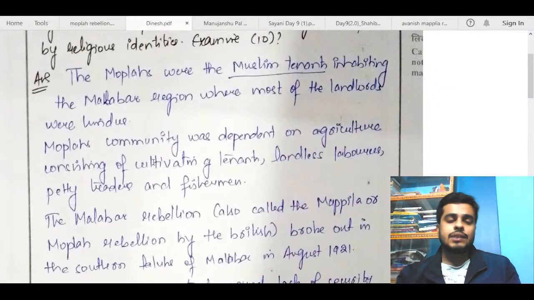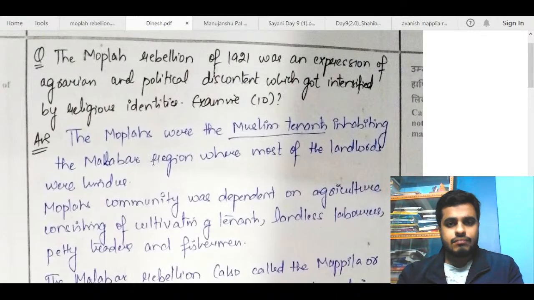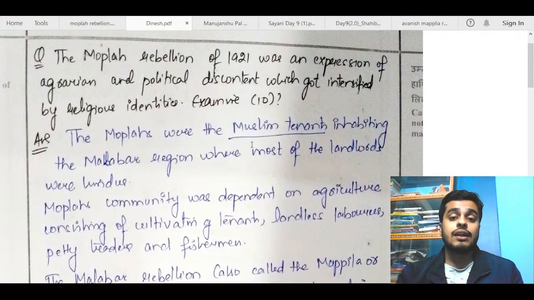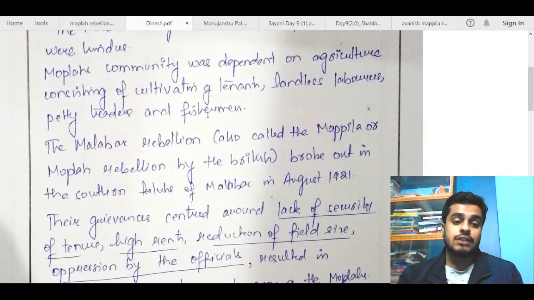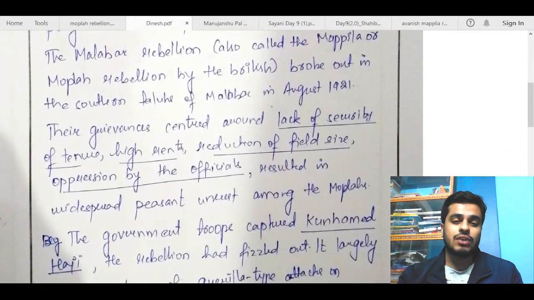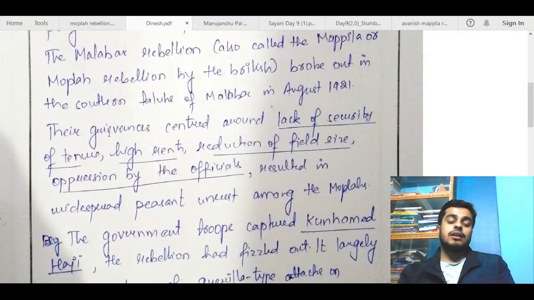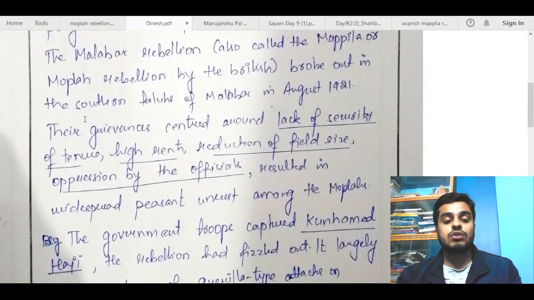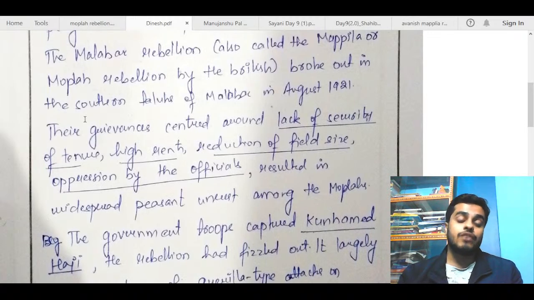So I think your concept is fine, Dinesh, but the presentation is not very good. After the introduction, you can just go with writing according to the flow of the question. For example, you have talked about agrarian discontent here: lack of security of tenure, high rents, reduction of field size, operation by the officials. Write in point-wise format. I think that is better for such answers. It shows better presentation skills, and it catches the eye of the examiner also, that the candidate has presented the answer the way the question demanded.